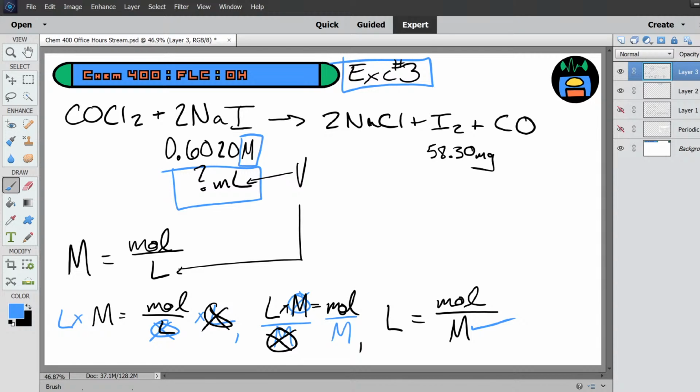Therefore, to find the volume of the solution we need, we've got to know how many moles. And what we're given here is our mass of iodine. So we can take that mass in milligrams, convert it to grams so that we can find moles of I2. And then once we have moles of I2, we can use this balanced chemical equation and the mole to mole ratio to convert from moles of I2 to moles of sodium iodide. Once we have moles of sodium iodide, we're locked and loaded.